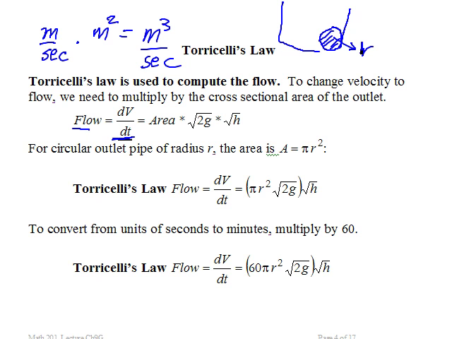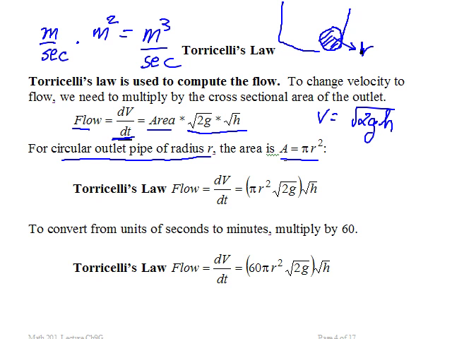So I'm going to multiply this expression that I had before, broken out a little bit differently. Remember that the velocity was the square root of 2 times acceleration due to gravity times h. I multiply that by the cross-sectional area of the outlet. Say you have a circular outlet pipe of radius r, its area then is pi r squared. So here's Torricelli's law for a circular outlet pipe.